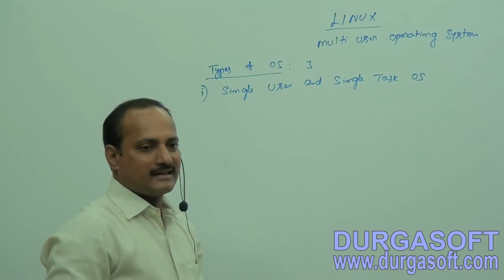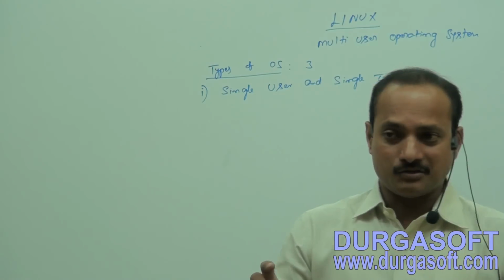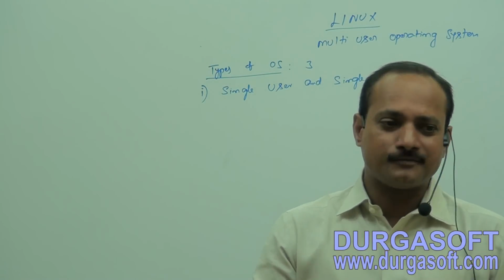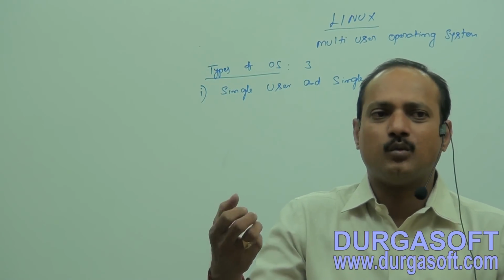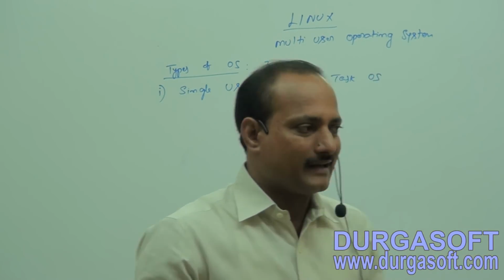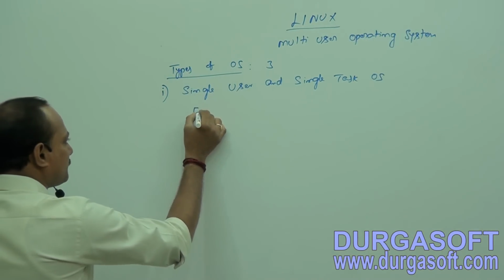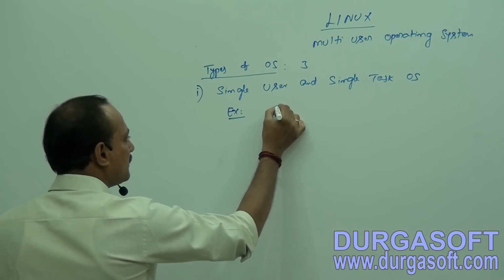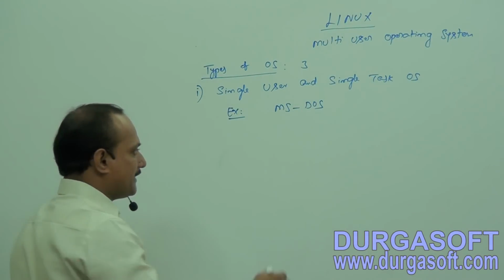And what is meant by single task? The logged on user is able to perform only one task at a time, only one piece of work at a time. That is called a single task operating system. The example for this is MS-DOS, Microsoft Disk Operating System.